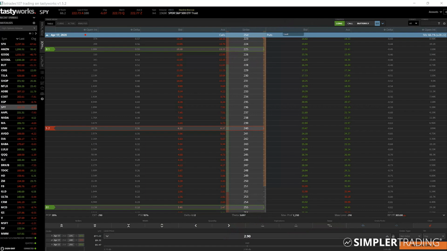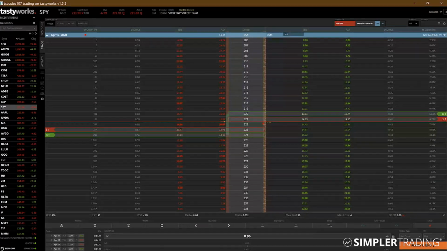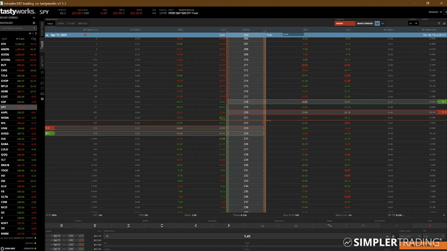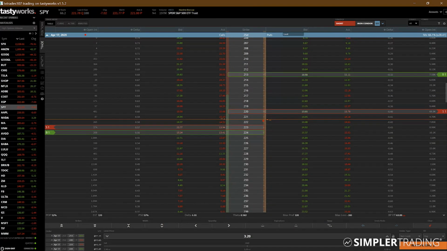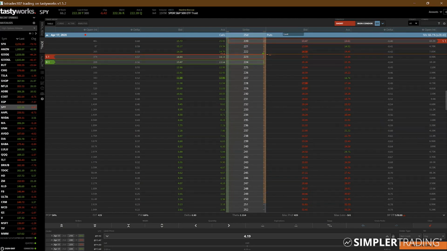The other strategy that you could use here is going to be something like an iron condor. Right now, with the iron condor, we'll go ahead and set one up here. You want to be short an iron condor. Let's do 220, and let's do it 10 wide. And then we'll do 240, and we'll do 10 wide. And then we'll look at our Greeks here.